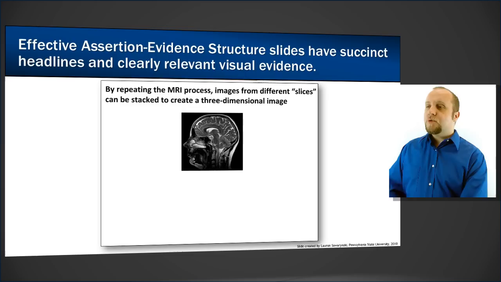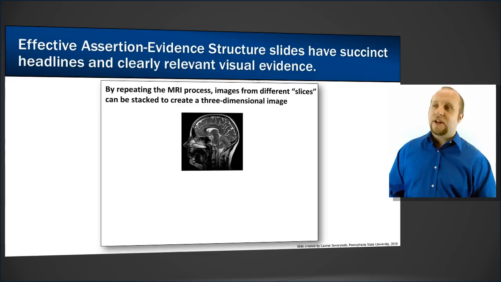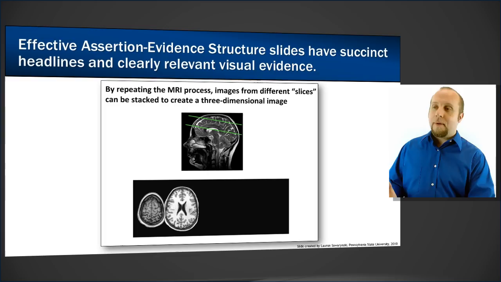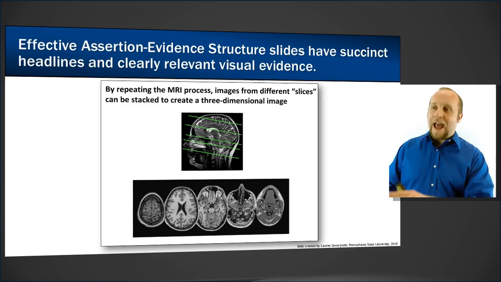Here's one that makes really good use of animation. And we can see this explanation of how the MRI process creates a three-dimensional image by taking successive slices of the brain and layering them together.